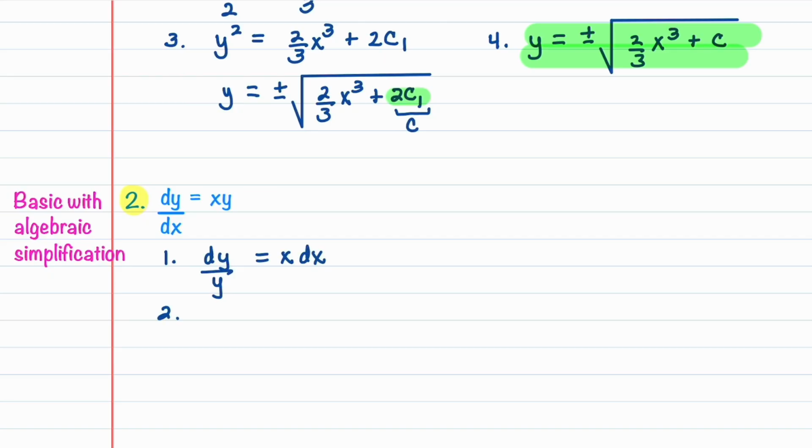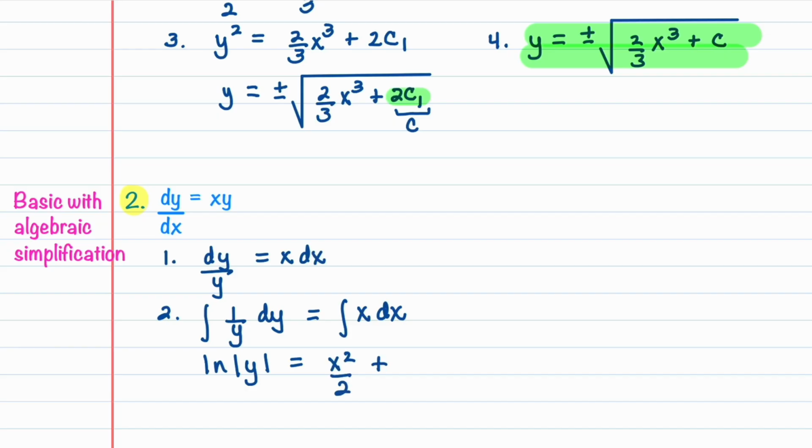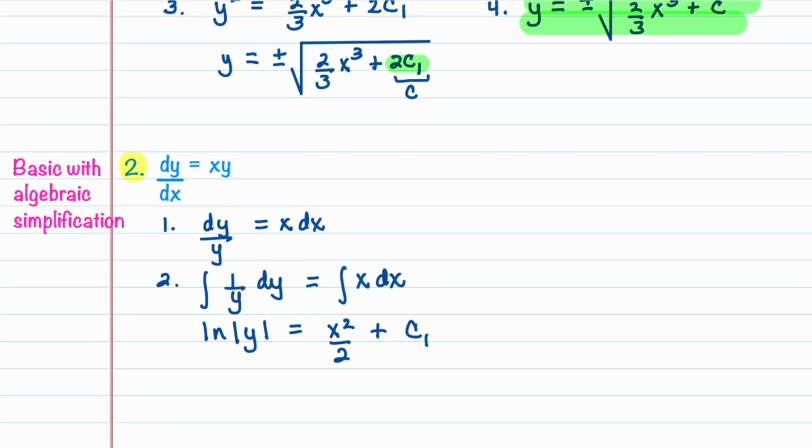Our second step is to integrate. We have the integral of 1 over y dy on the left, and we have the integral of x dx on the right. This is the natural log of absolute value y on the left, and on the right we have x squared divided by 2 plus our arbitrary constant, which I'm going to call c1.